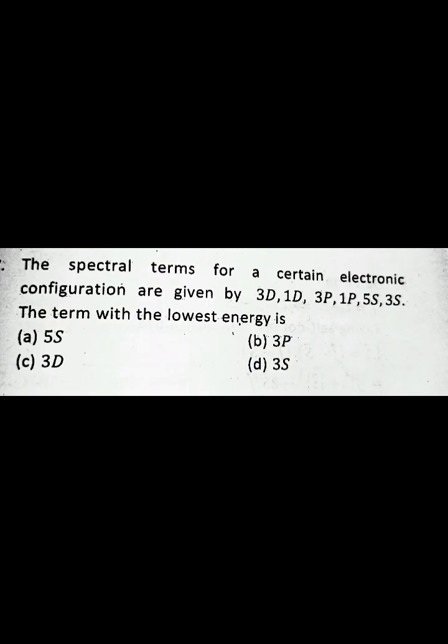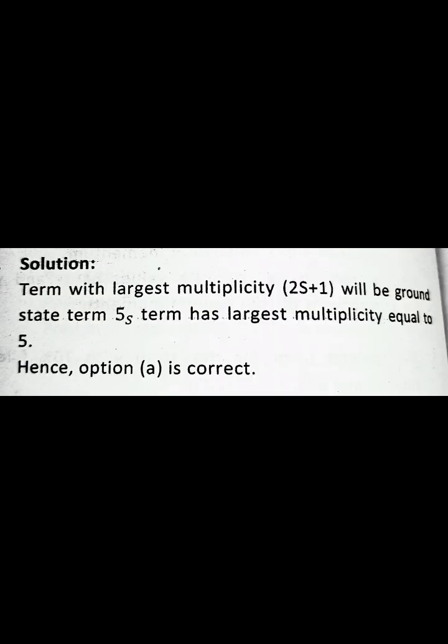The term with the lowest energy is, so here the spectral term that has the largest multiplicity should have the lowest energy. So here it is 5. 5 is the largest multiplicity. So the answer is option A, because here 5 has the highest multiplicity, that means it has the lowest energy.